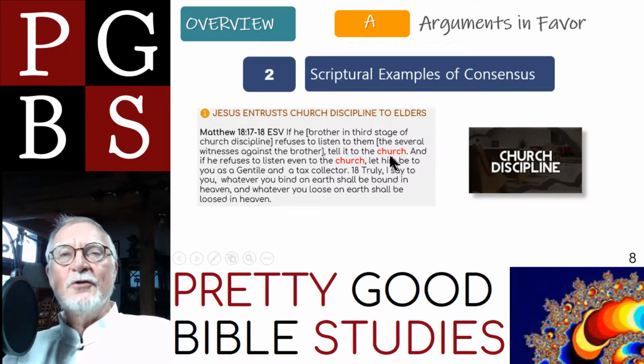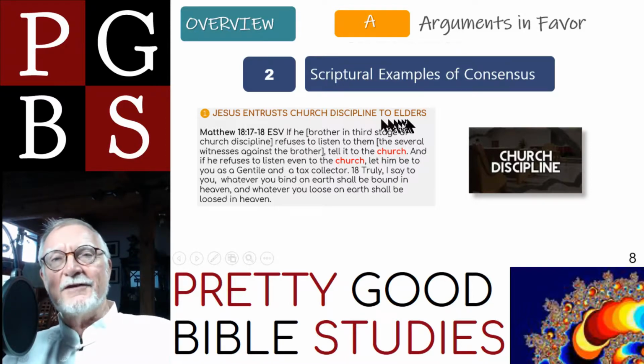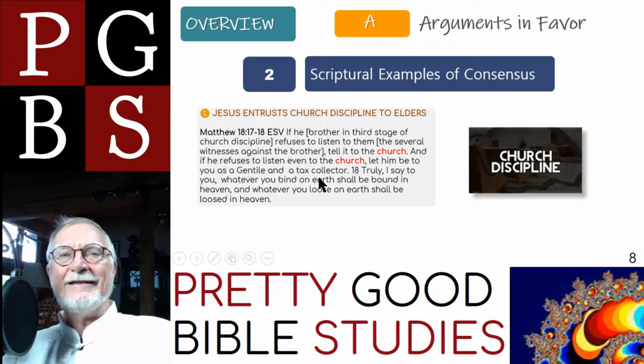And I've got church in red here because everybody thinks this is elders. In fact, I wasn't even thinking in the title I put elders. I should have said to the church. Tell it to the church. And if he refuses to listen even to the church, let him be to you as a Gentile and a tax collector. Truly I say to you, whatever you bind on earth shall be bound in heaven, and whatever you loose on earth shall be loosed in heaven.